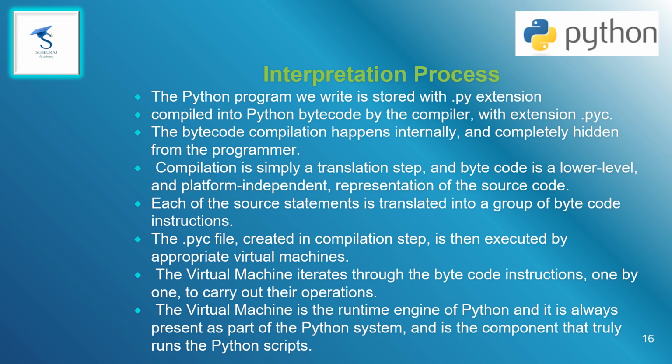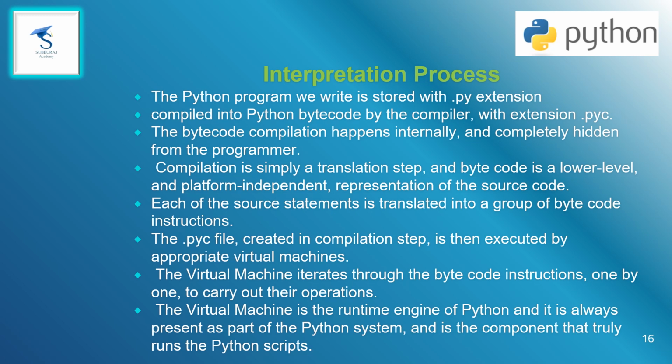And bytecode is a lower level, platform independent representation of the source code. See, each machine is different. They have different operating systems, different processors, and so on. So how is portability achieved? In whichever machine you write the source code, it is converted into bytecode. That bytecode can be transferred to other machines, and that machine will have the interpreter, so you execute it there.